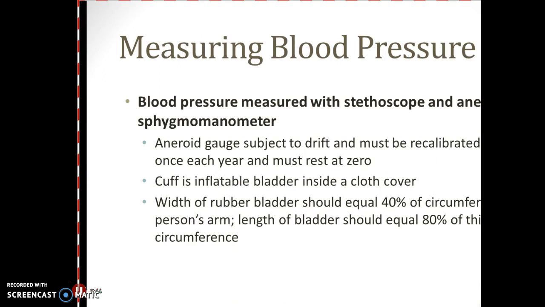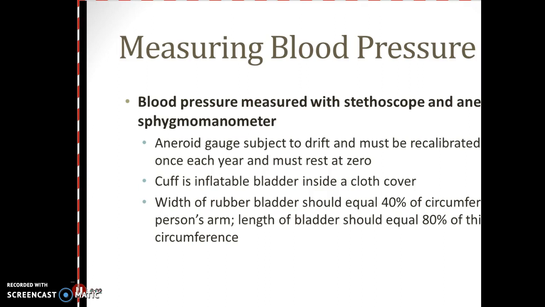So we're going to be using a stethoscope and the aneroid sphygmomanometer. It really does have to be calibrated, and make sure that whenever you're looking at the gauge, the dial is at 0, or the thing that moves, the arm, the hand, is at 0.